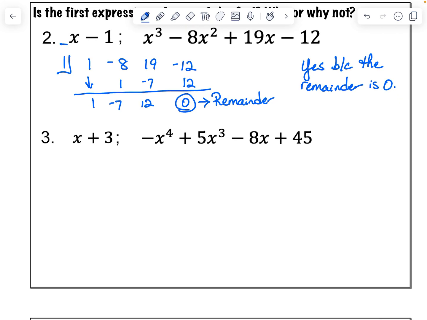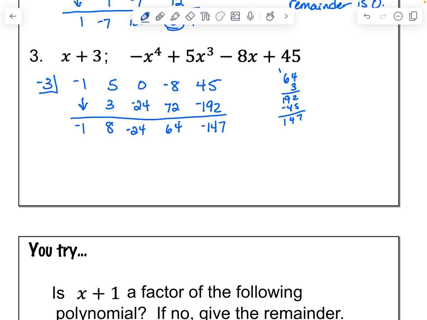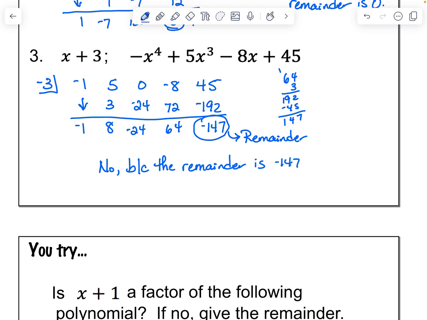So I'm going to do the same thing for number 3. Except I'm missing an x squared, so I'm going to put a 0 in between the 5 and negative 8. And then I'm going to go through and do my synthetic division. And I just did my calculations off to the side. So in this case, my remainder is negative 147. So no, it's not, because the remainder is negative 147 and not 0.